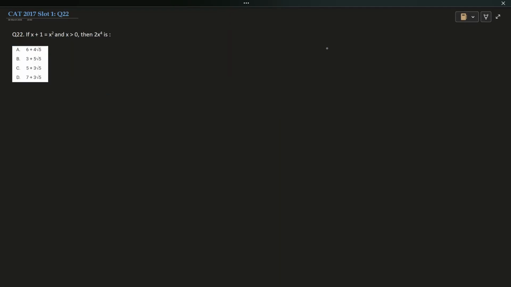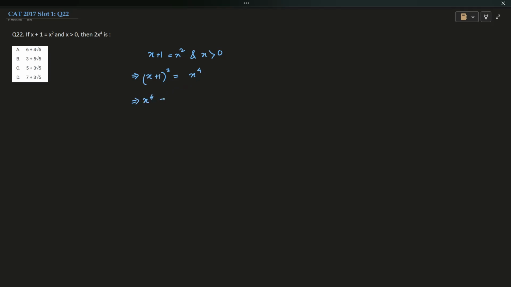Let's move on to the next question. We are told that x plus 1 is equal to x square and x is greater than 0. We need to find the value of 2 to the power 2 into x to the power 4. Squaring both sides. Why did I square, right? Because I need x to the power 4.